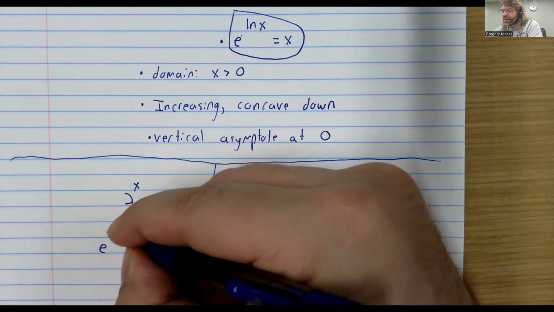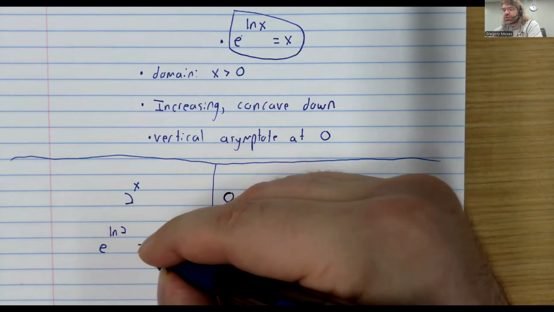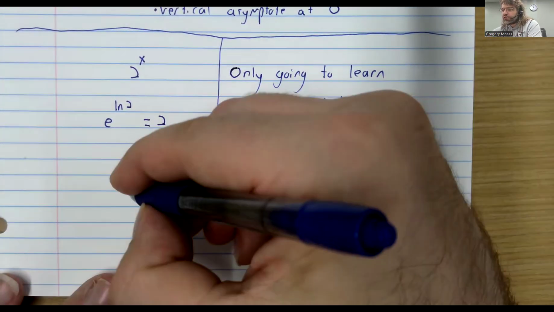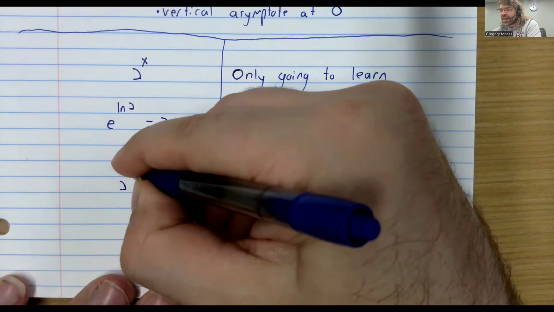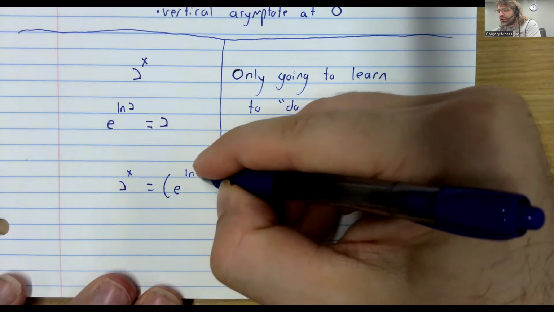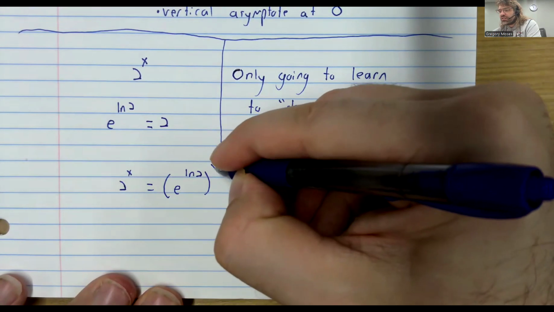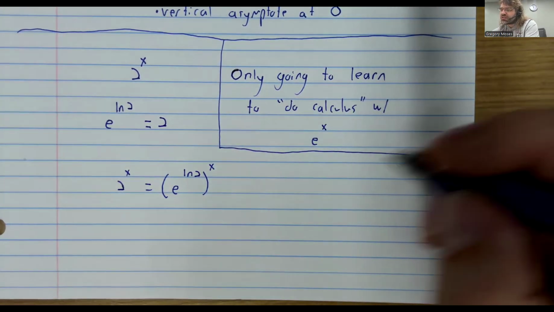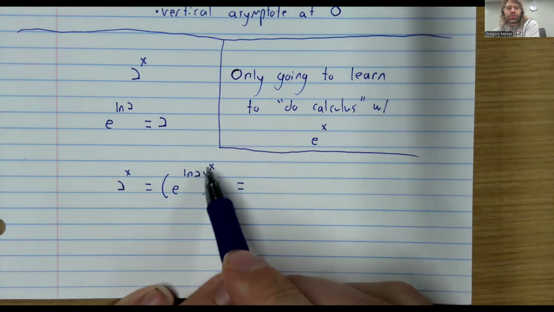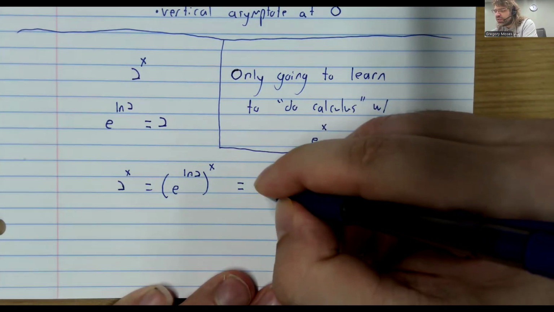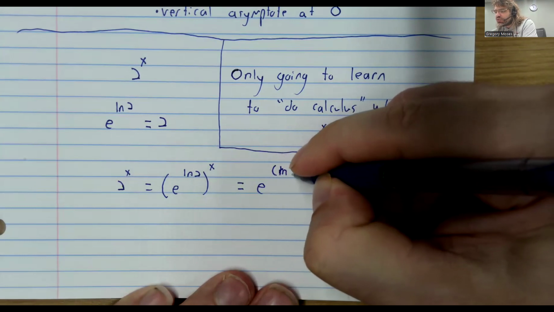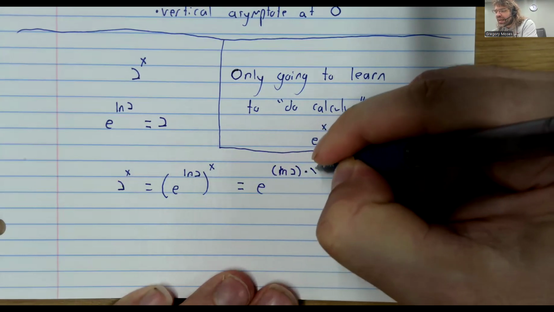e to the ln of 2 equals 2. So we can rewrite 2 to the x as e to the ln of 2 raised to the power of x. And then a power raised to a power, you multiply the exponents. So this is e to the ln 2 times x.